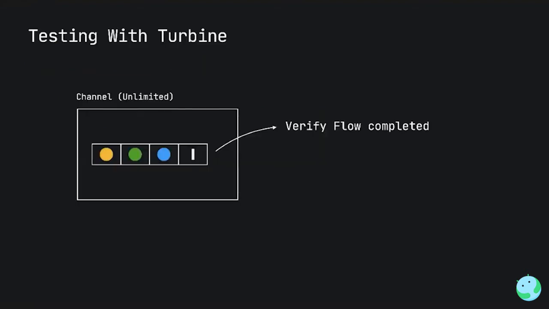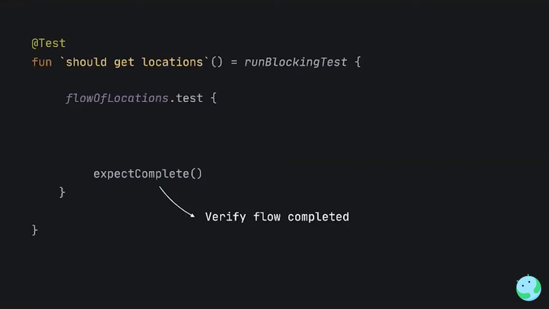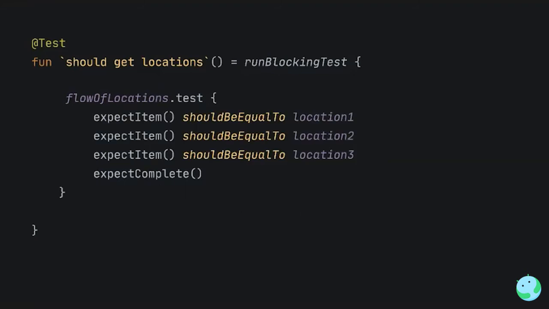Now, how do you verify that the flow has now completed emitting everything? You verify it using this method called expect complete. So now, as you can see, this is our test using Turbine. And there are really nice safety nets that Turbine provides.